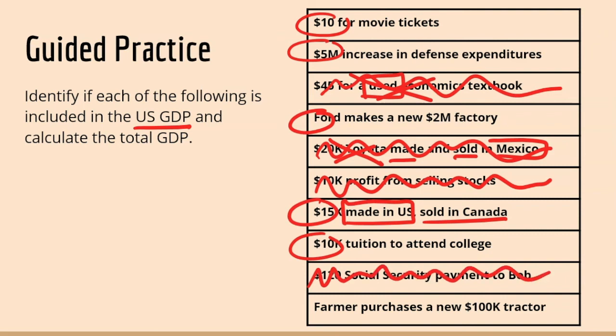And then lastly, the farmer purchased a new $100,000 tractor. Well, yes, you consider that to be consumer spending. Personally, I would say that's more investment spending because that tractor theoretically is going to be used to produce other goods on the farm. And so at the end of the day, if we add these all up, you should get to the number of $7,125,010.